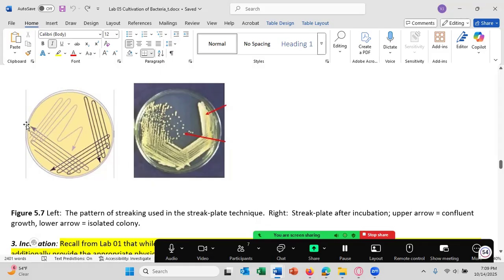Quadrant 3, sorry, quadrant 3. And then you sterilize the loop once again in the flame of the bacti-incinerator. You cool it by touching the media in quadrant 4, especially in a region you're not going to streak it on, like maybe right here. And then you begin your streak in quadrant 4, going back to quadrant 3.